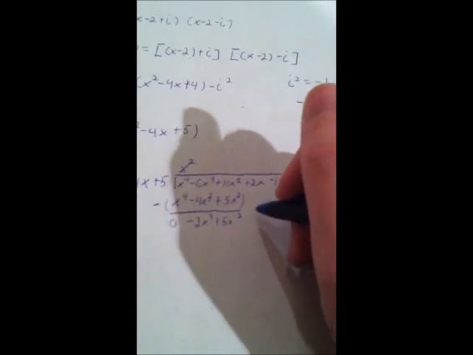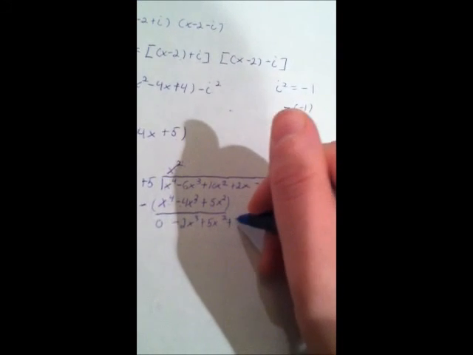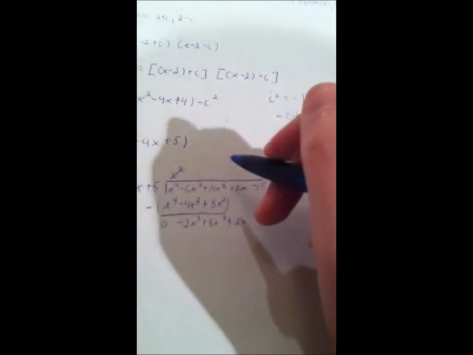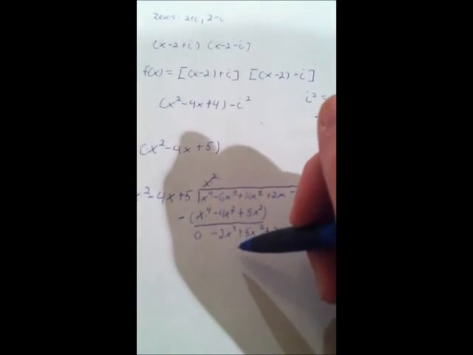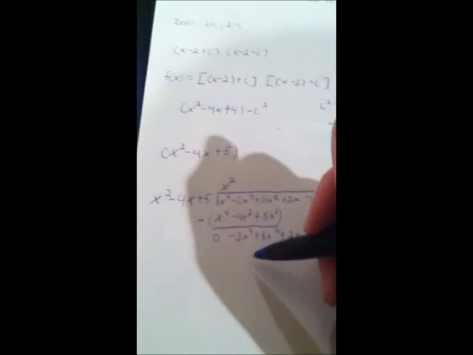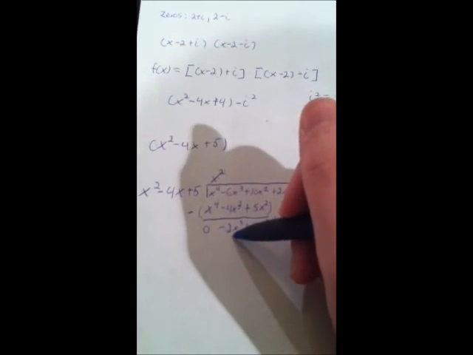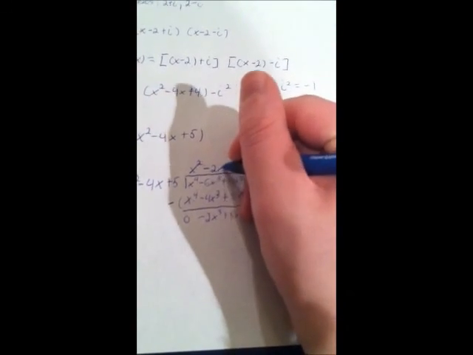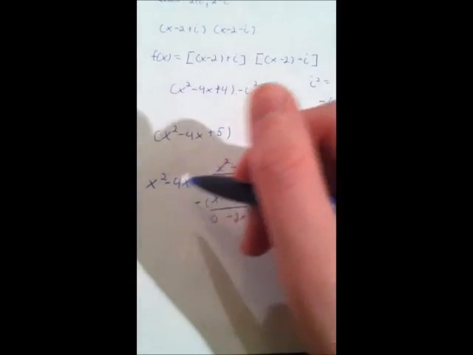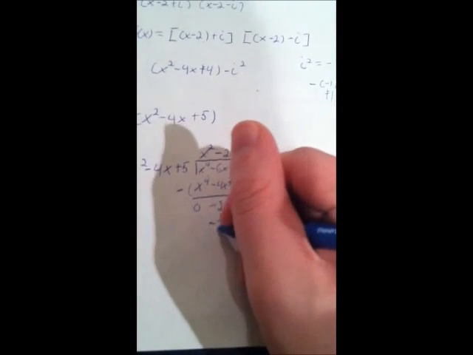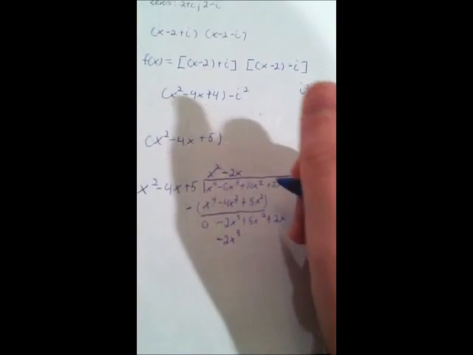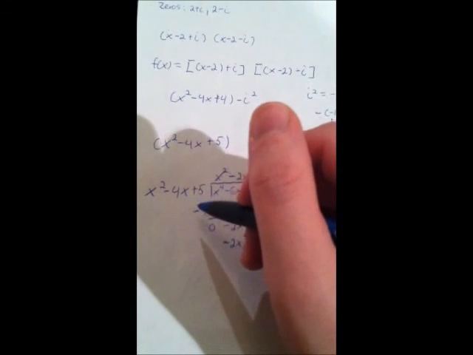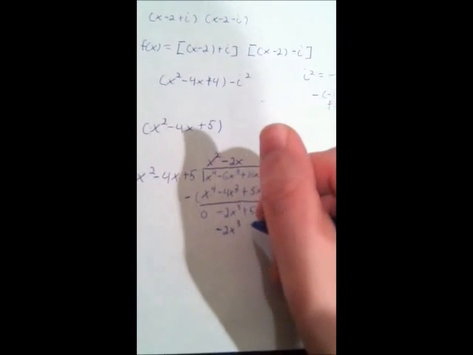So I can bring this 2x down right here, so plus 2x. And I can now add another term. I need to find what number I could put here that will multiply to a negative 2x cubed. That would be a negative 2x. Negative 2x times x squared is a negative 2x cubed. Negative 2x times a negative 4x is a positive 8x squared.